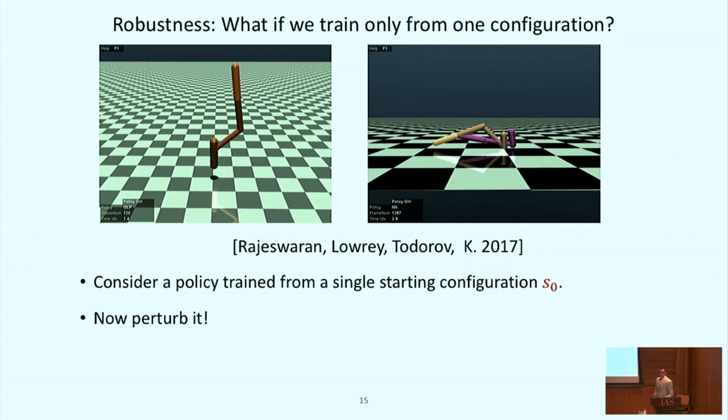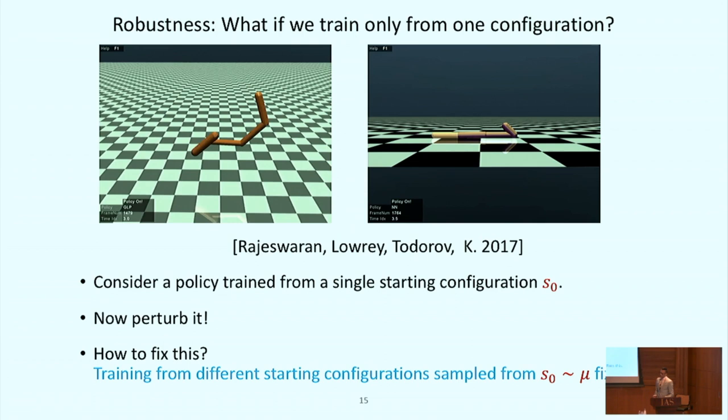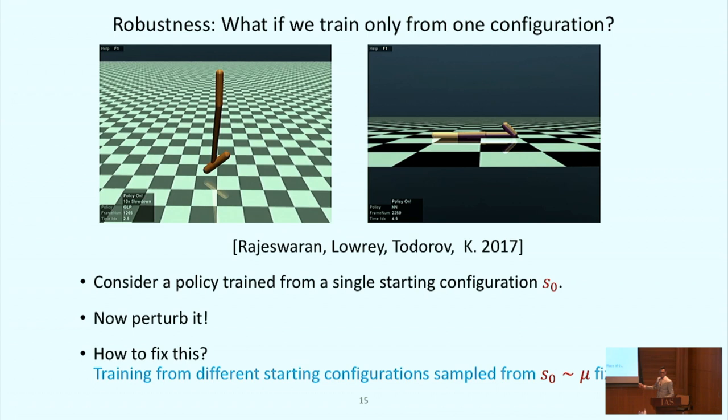Okay, so we're training a system that works just fine from a particular starting condition, and it breaks from perturbations. This is pretty generic for many of these systems. So how do we fix this? Well, one natural way is to just train it from lots of different configurations. So we pick a measure mu, and we're going to train it from lots of different configurations. And this is done in practice.